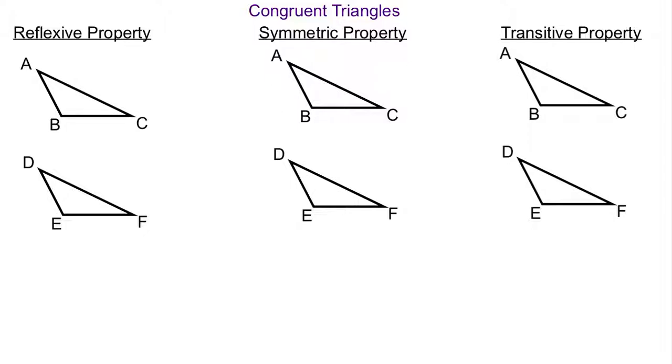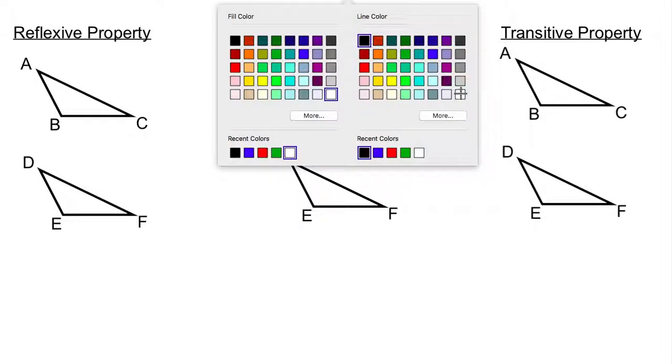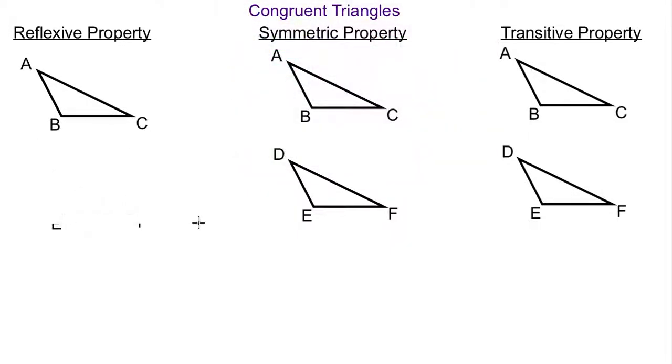So let's look at some properties. Before we've seen the reflexive property, the symmetric property, and the transitive property when dealing with segments or angles. But now we're going to be dealing with shapes, with triangles. So the reflexive property, we actually don't even need this second triangle here. Reflexive property is all about one triangle being equal to itself. So the reflexive property is going to be triangle ABC is congruent to triangle ABC. It's reflexive.